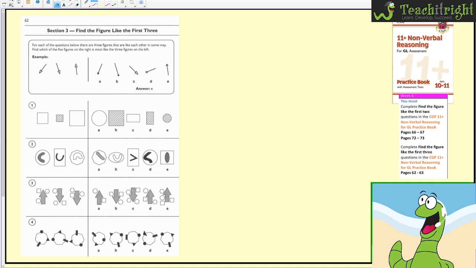On then to the last page, 62 and 63, this is find the figures like the first three. It's exactly the same, except now we've got three shapes to consider. And that doesn't necessarily make it harder, because although there's more shapes to look at, that gives you more clues to what's going on. So for example, for number 1, I can see that all of these are squares, and so I'm looking for a square. That seems to eliminate all of them but for B, because that's all they've got in common.